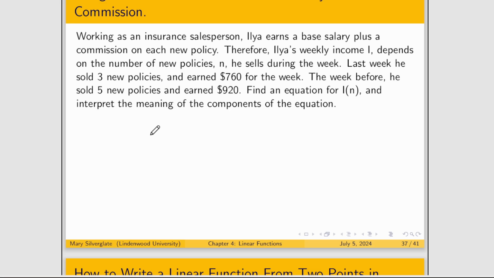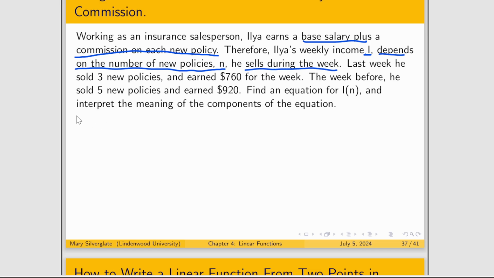Working as an insurance salesperson, Ilya earns a base salary plus a commission at the end of each new policy. On each new policy. That's how an actual commission works. You earn some sort of base salary and then you kind of eat what you kill. So you get more money as you actually sell more stuff. Therefore, Ilya's weekly income, I, depends on the number of new policies N he sells during the week.